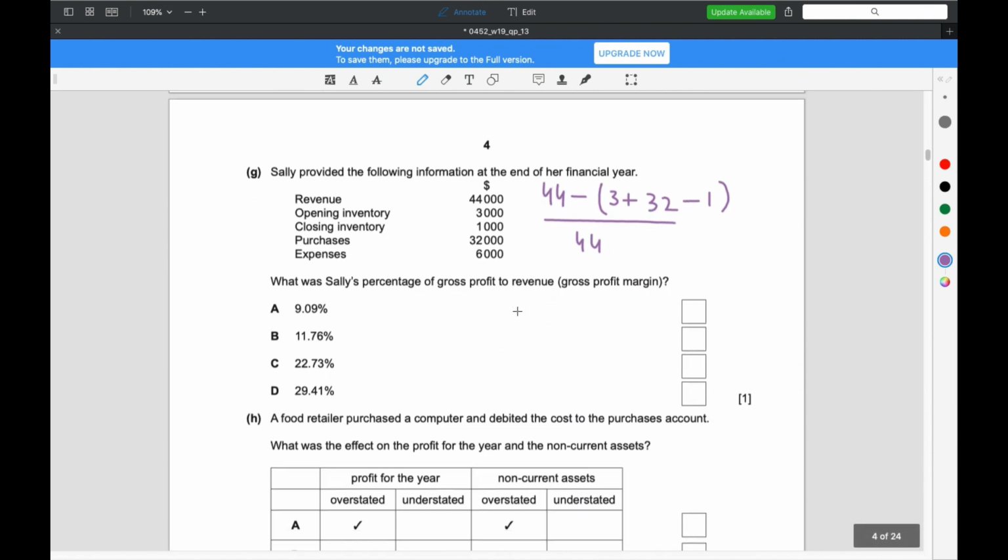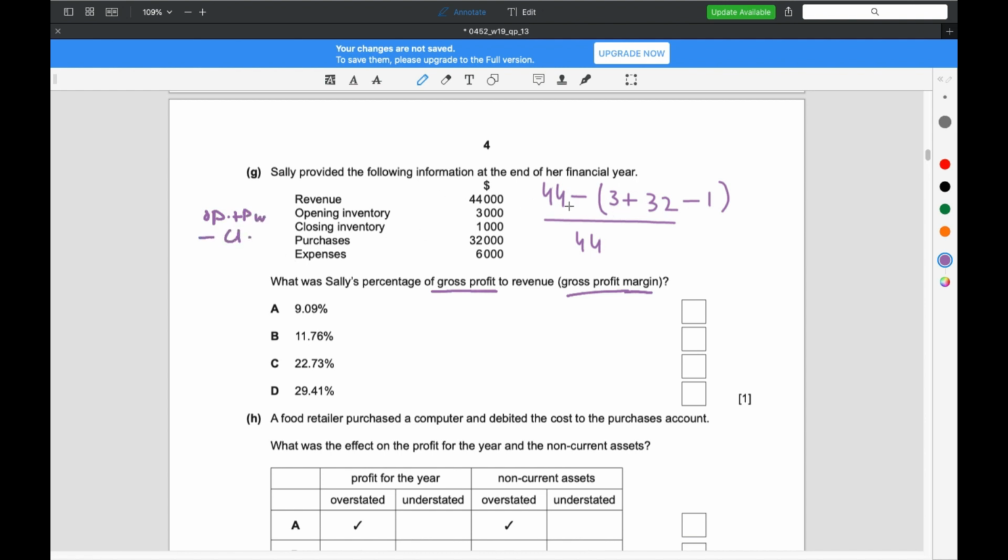Okay. So part G, he says Sally provided the following information at the end of her financial year. What was Sally's gross profit margin? All right, so gross profit margin is the gross profit divided by the revenue. So the formula for the gross profit, bringing to mind the format of the income statement: revenue, and then we subtract the cost of sales. The cost of sales is made up of the opening inventory, and then you add the purchases, and then you subtract the closing inventory, right?